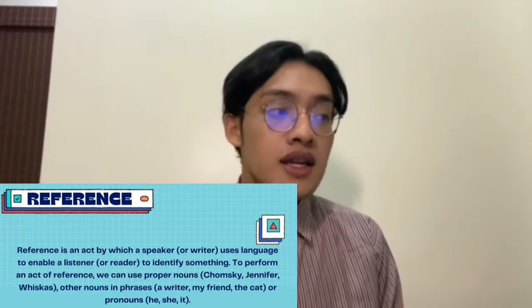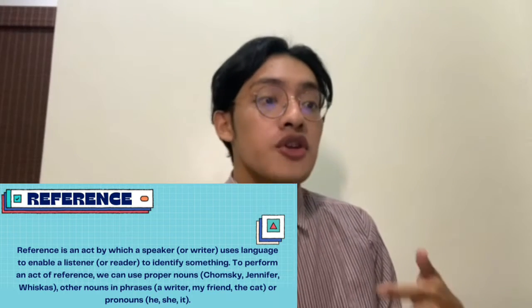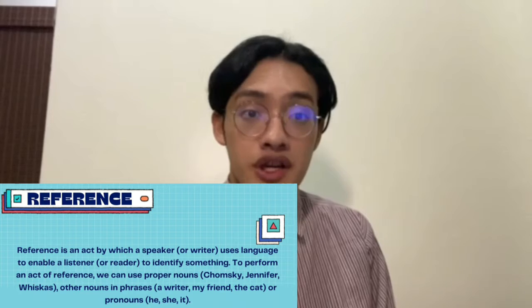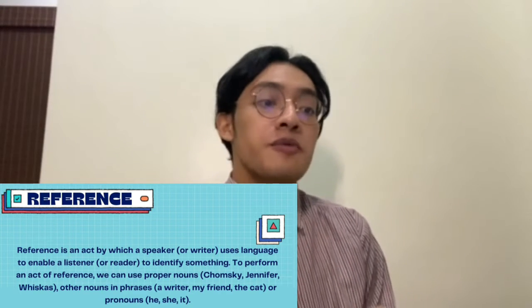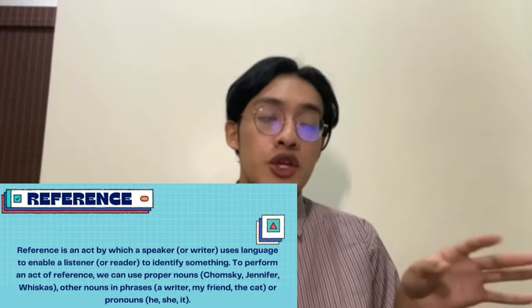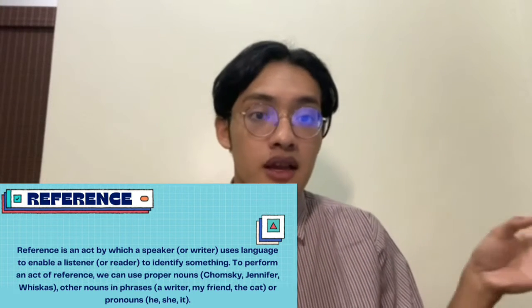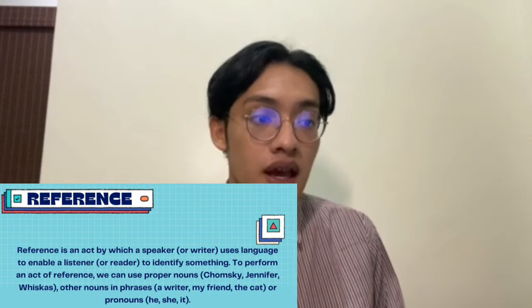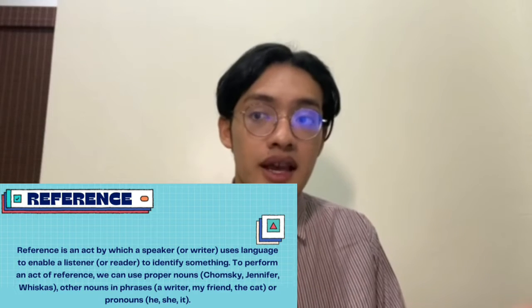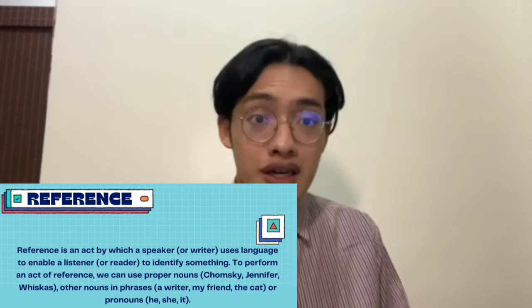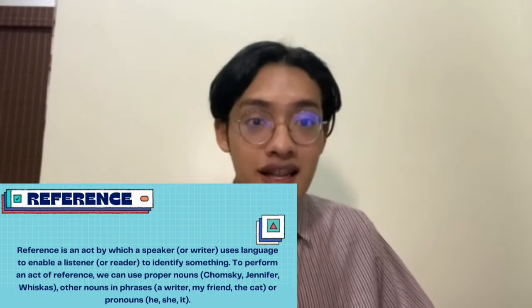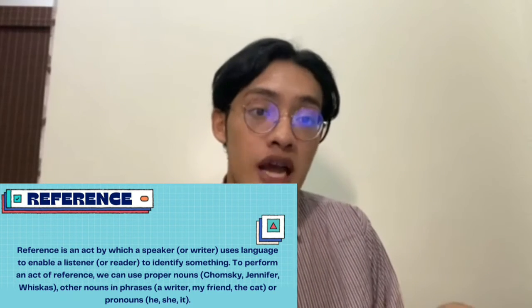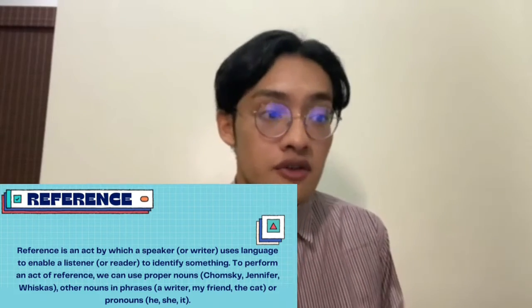Moving on to the next part of learning pragmatics, which is reference. Reference is an act in which a speaker or a writer uses language to enable a listener or a reader to identify something. To perform an act of reference, we can use proper nouns such as someone's name like Rashid, Jamal, or even a pet's name, Coco, and other nouns and phrases like a friend, a writer, a reader, a speaker, a seller. Pronouns can also be used as a reference.